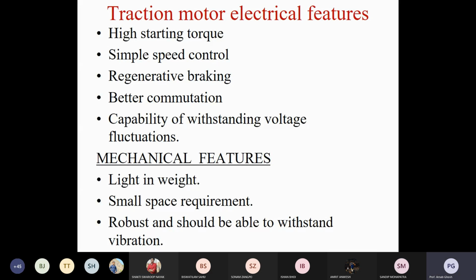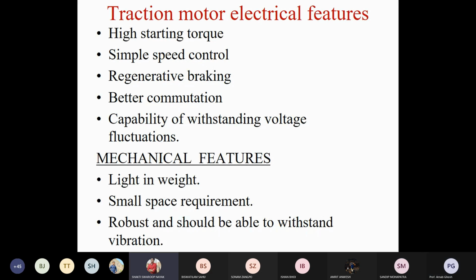What happens in regenerative braking? You first tell me. Sir, in regenerative braking, the voltage across the armature is greater than the terminal voltage, as a result of which current flows from the armature to the terminal side.